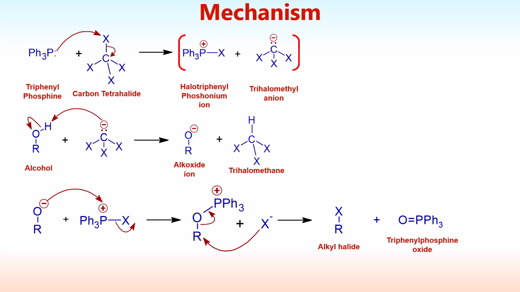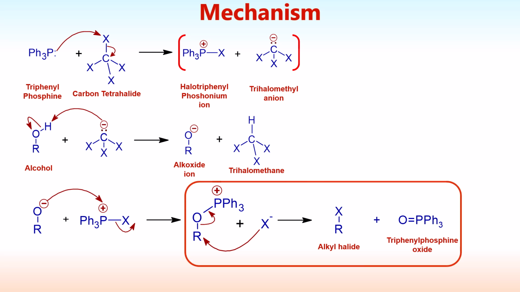It is important to note that the formation of a strong P=O bond is the driving force of the Appel reaction. This final nucleophilic substitution step may proceed via either an SN1 or SN2 pathway depending on the nature of the alcohol.